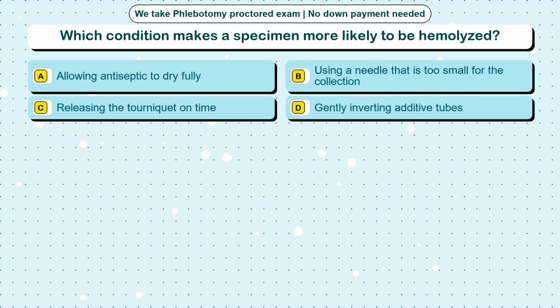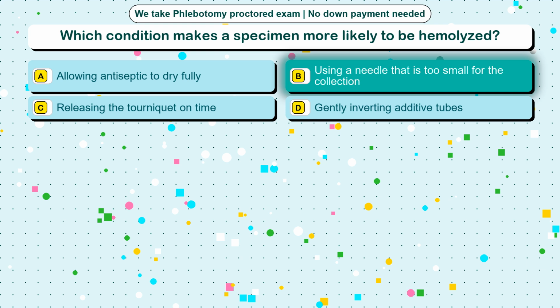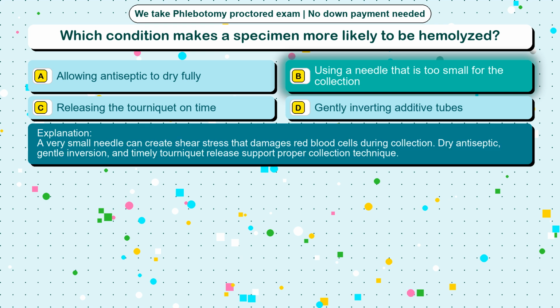Question 60. Which condition makes a specimen more likely to be hemolyzed? Option A, allowing antiseptic to dry fully. Option B, using a needle that is too small for the collection. Option C, releasing the tourniquet on time. Option D, gently inverting additive tubes. The correct answer is option B, using a needle that is too small for the collection. A very small needle can create shear stress that damages red blood cells during collection. Dry antiseptic, gentle inversion, and timely tourniquet release support proper collection technique.